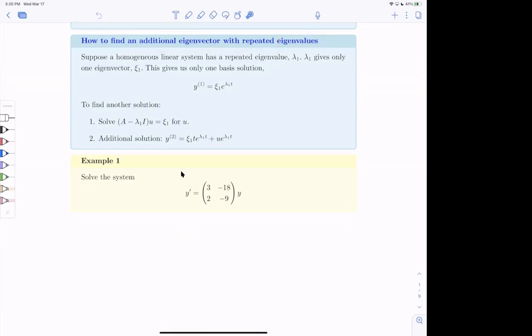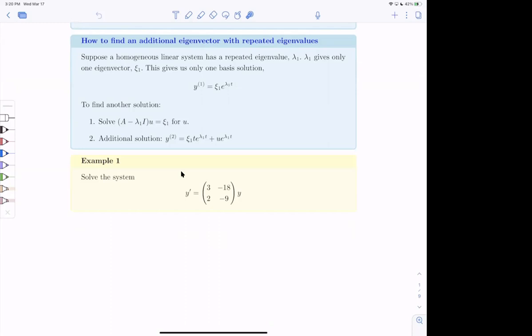How to find an additional eigenvector with a repeated eigenvalue where this eigenvalue is defective. Suppose a homogeneous linear system has repeated eigenvalue lambda 1, and lambda 1 gives only one eigenvector. That means lambda 1 has multiplicity greater than 1, but you can only find one eigenvector. That gives us one basic solution, y1, which is your eigenvector times e to the lambda 1 t. To find the other solution, you set this equal to the eigenvector you found before, and whatever you find is going to be your second vector.